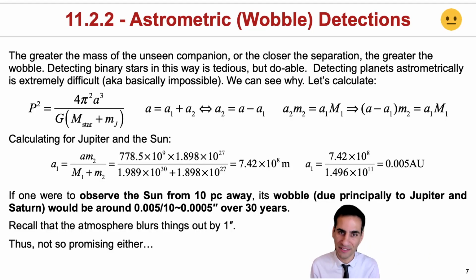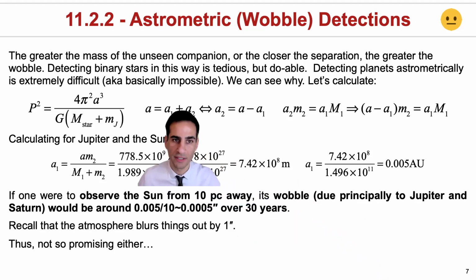The reason why this method is not so promising and has not really led to a lot of progress has to do with the accuracy that you need versus the actual change of position of a star on the sky as it moves due to its proper motion. Obviously, the greater the mass of the unseen companion or planet, or the closer the separation, the greater the wobble. This makes it easy to understand that detecting binary stars in this way, even though it's tedious, is definitely doable. But detecting planets in this way is almost impossible. You need to be really lucky and be looking at a really massive planet very close to the star.